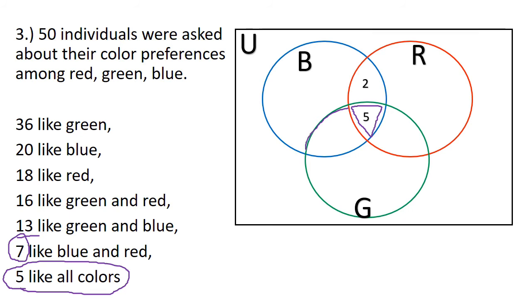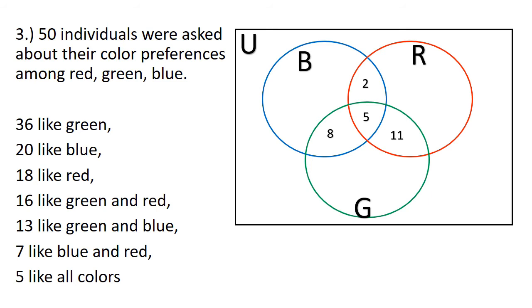So this is the area, green and blue. But we have already taken 5. That is why we only have 8 that like blue and green but not red. Next, we have here 16 like green and red. And then we just have to subtract this 5 from 16. That is why we only have here 11.